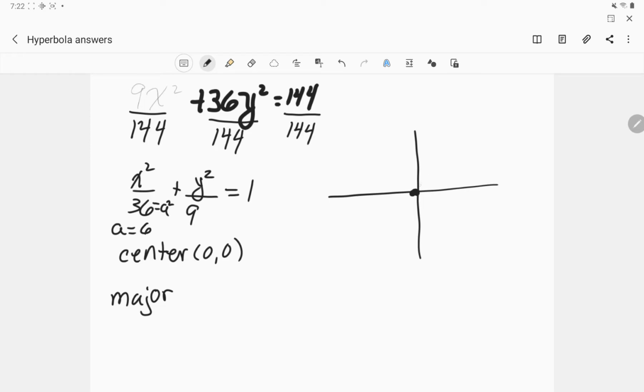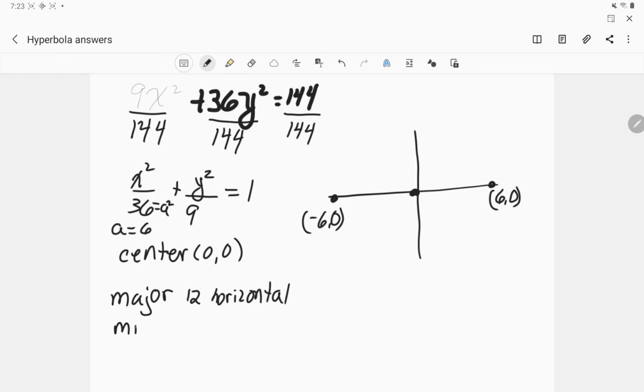So from 0 and 0, and because it's underneath the x squared, it's going horizontally. So from my 0 and 0 point, I would go forward 6, 1, 2, 3, 4, 5, 6, bringing me to 6 and 0. And I would go back 6, bringing me to negative 6 and 0. And so if they asked, which they didn't, but if they did, the major axis would be 12 units long and it's going horizontally.